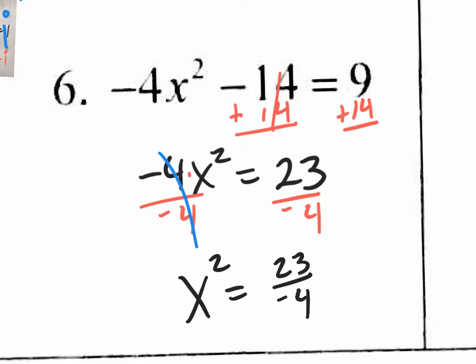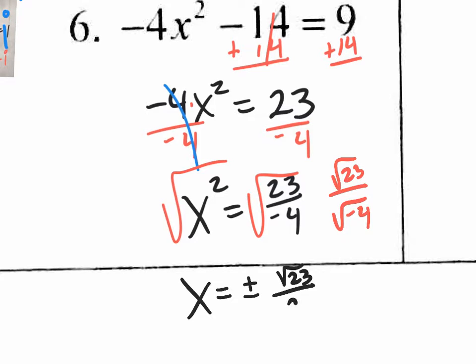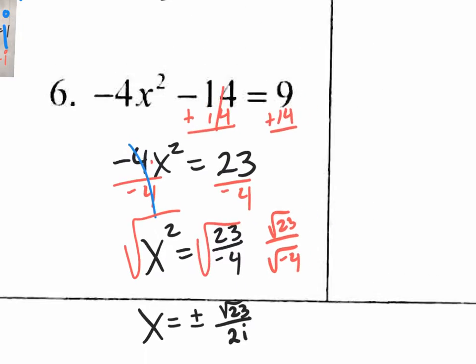Now, how do we get rid of the square? Square root. So you will have x equaling plus or minus. You're going to split the root to the 23 and to the negative 4. And what's the square root of negative 4? 2i. So we really have plus or minus square root of 23 up on top with the 2i on the bottom. Now, let's come back to this answer later because it's not written correctly. We need to be able to write it as a complex number that has a real part and an imaginary part. But we'll come back to that later.